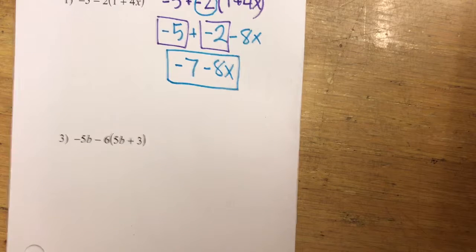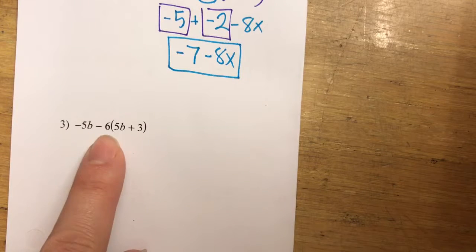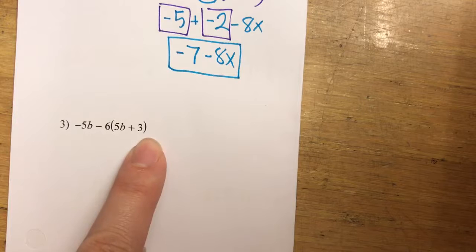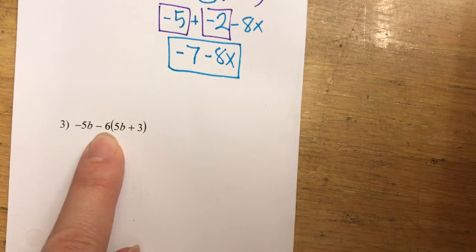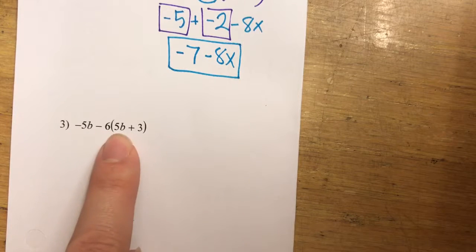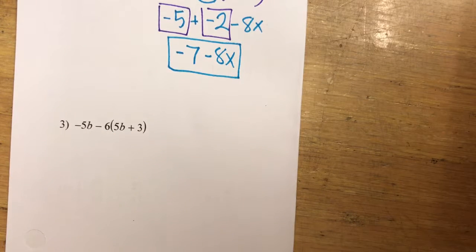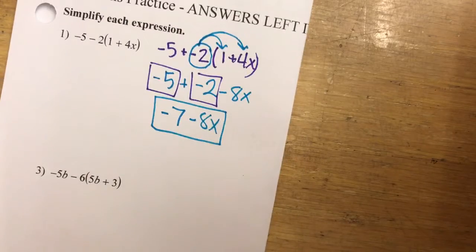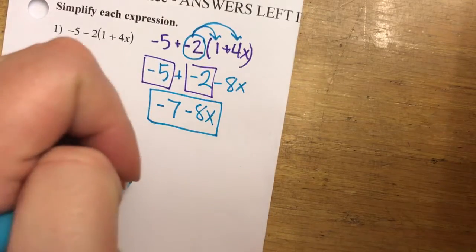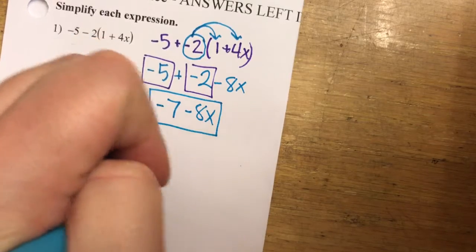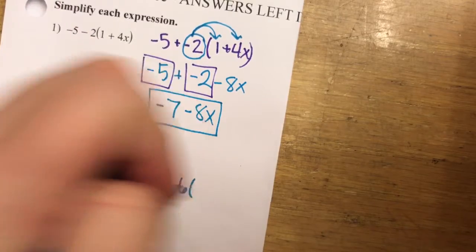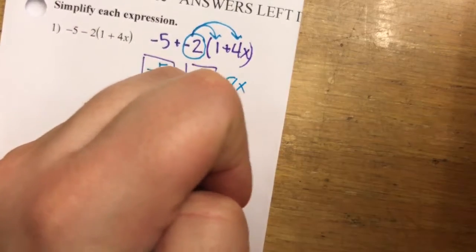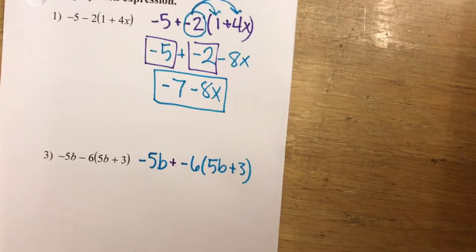So on this problem, it says negative 5b minus 6 times the quantity 5b plus 3. Well, right here, negative 5b minus 6, that could also be called negative 5b plus negative 6 times the quantity 5b plus 3. So because it's possible, we're going to end up adding that positive sign in there. So rewrite this as negative 5b, and I'll make the plus a different color, plus negative 6 times the quantity 5b plus 3.